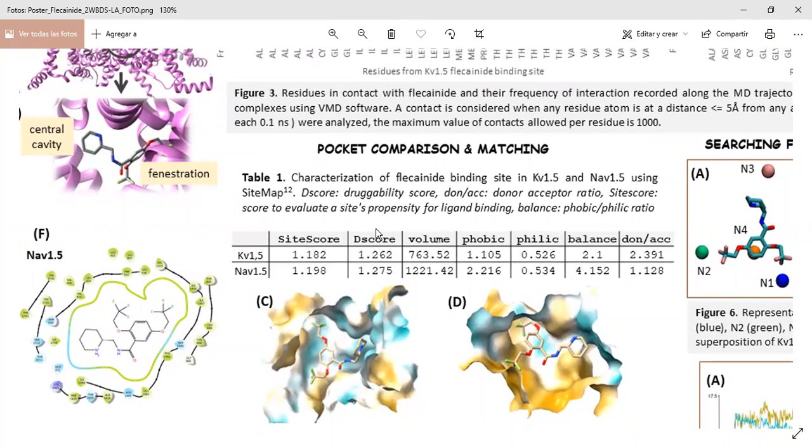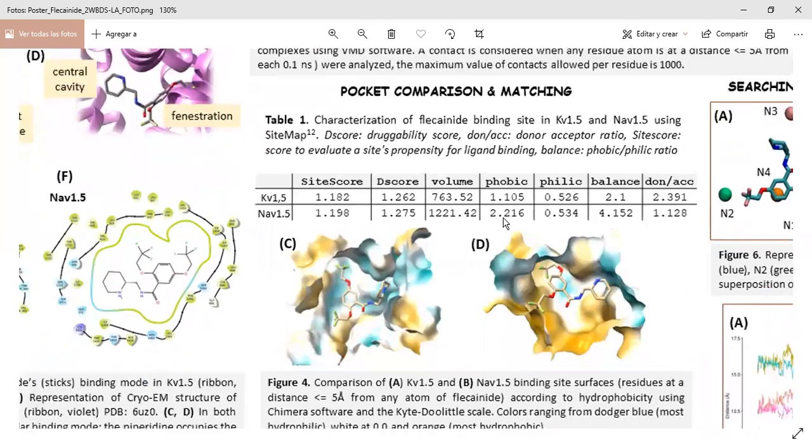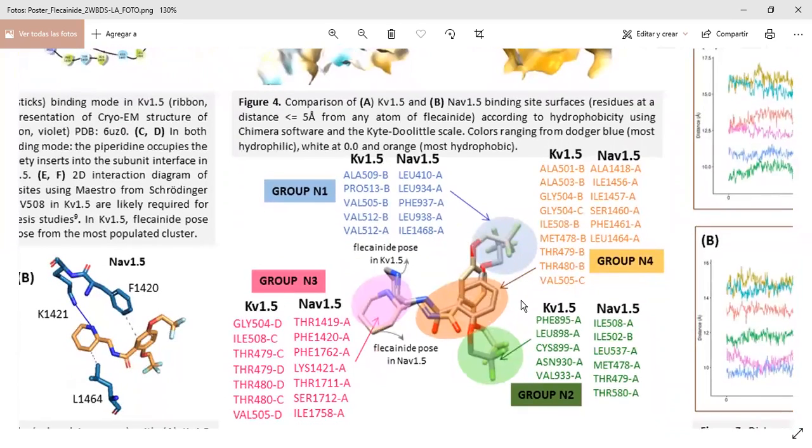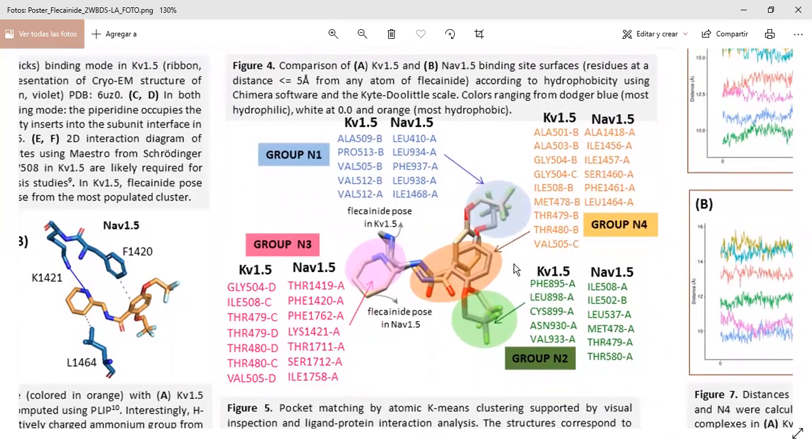Both binding sites show similar druggability score, and Nav1.5 shows a higher hydrophobicity that can be seen here in orange colors. These binding sites were further aligned by superposition of flecainide poses. We decomposed binding sites into 4 groups, 1, 2, 3, 4, by visual inspection and clustering of residues using K-means method.